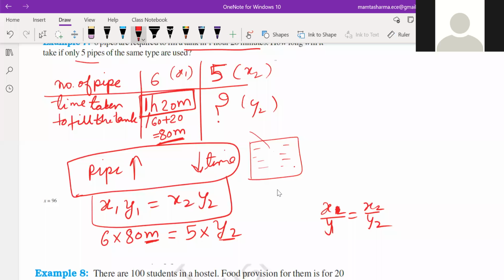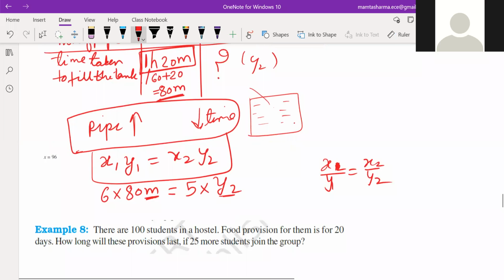Ma'am, can we have quiz? Yeah, after this. First let me finish, because many of you are having exam next week. So let me finish this quickly. After that, we'll keep quiz.